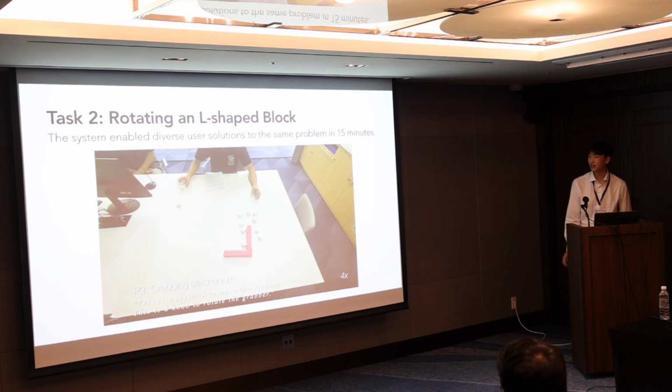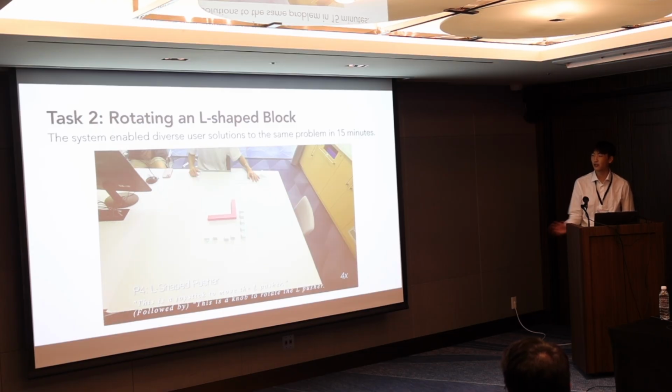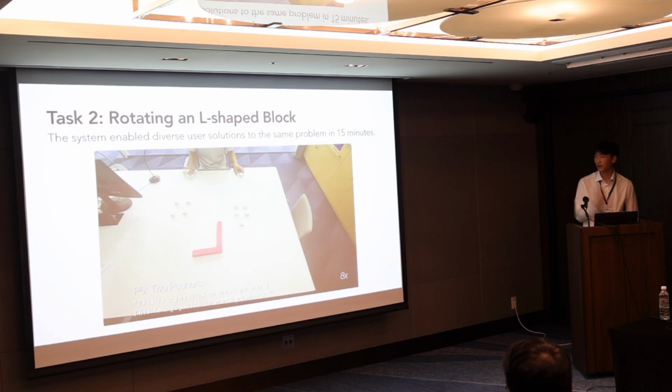In the second task, the system really showed its ability to flexibly handle the users' unique ideas. Users were all trying to rotate the same L-shaped block, but because of this flexibility of hand shaping, they were able to take all these really unique, different approaches to solving the same problem.